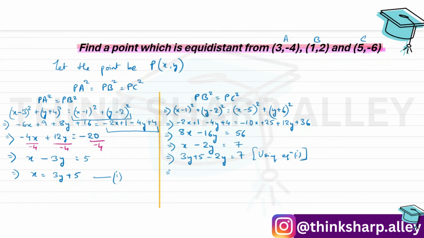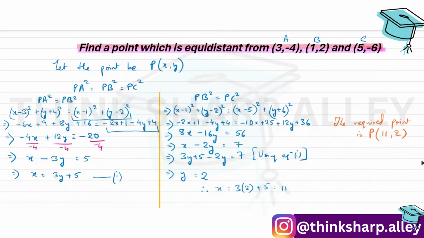And solving which, 3y minus 2y is y, plus 5 goes that side. So 7 minus 5, that's just 2. So the value of y, we have got 2. Therefore, x equals, we know 3 into y plus 5, that's 11. So the required point is P(11, 2).